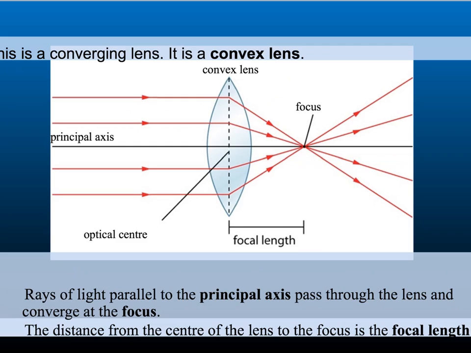This is a convex lens, a converging lens. Rays of light that come in parallel to the principal axis will hit the optical centre, they will be refracted, and they will come out and cross the principal axis. At the point at which they all cross this axis is the focus. And then remembering from our diagram earlier, the distance from the focus to the optical centre is the focal length of the lens.